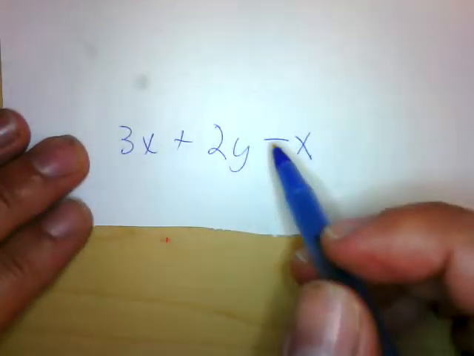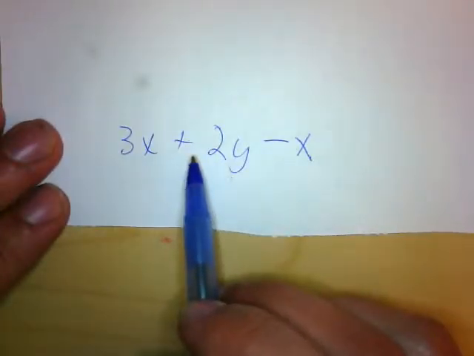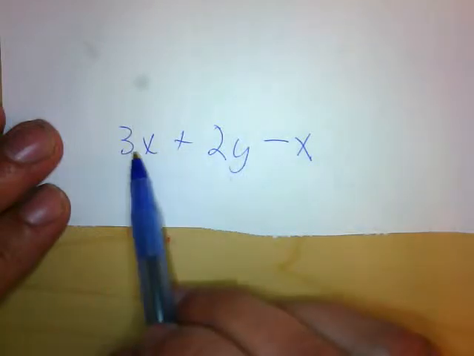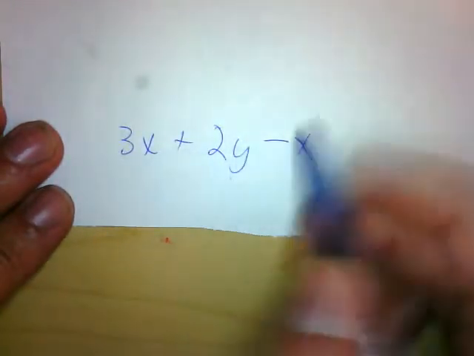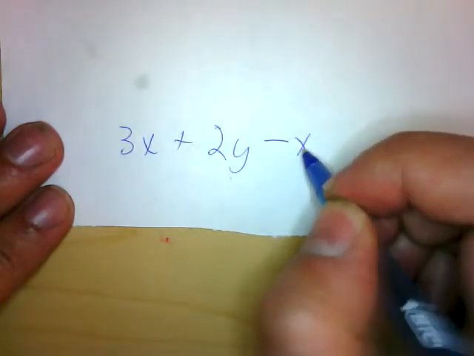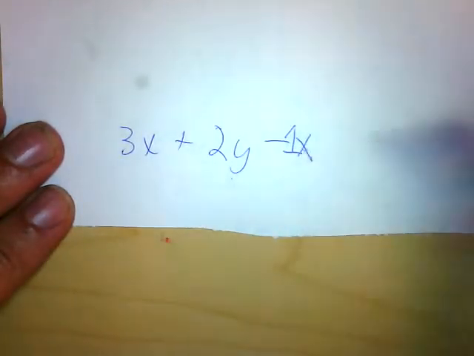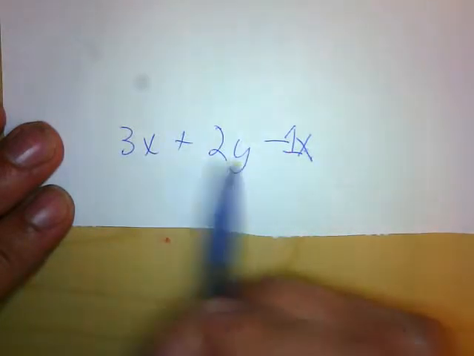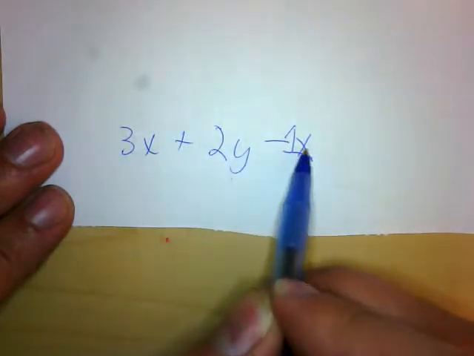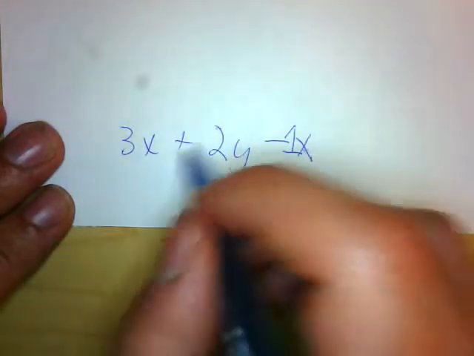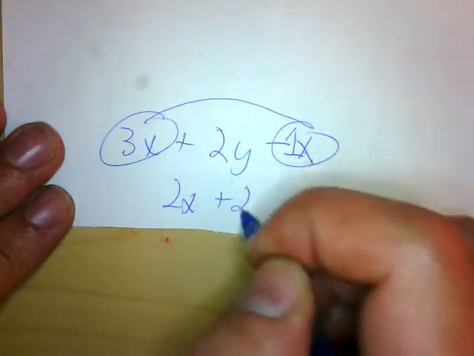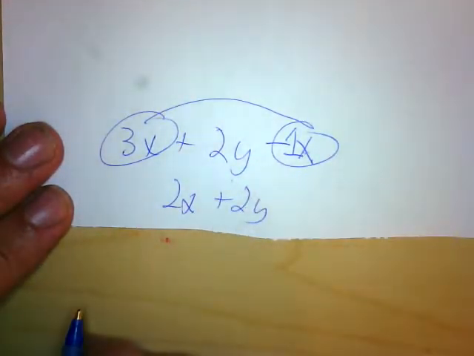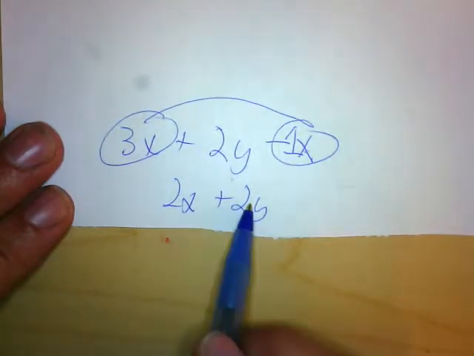When we're combining like terms, we can only add like terms if they have the same variable. So 3x plus 2y minus x. If ever we see a variable with no number in front of it, we can imagine there's a 1. So we can do 3x minus 1x, which gives us 2x. Plus y. That would be our final answer. We cannot add or subtract the x and y terms.